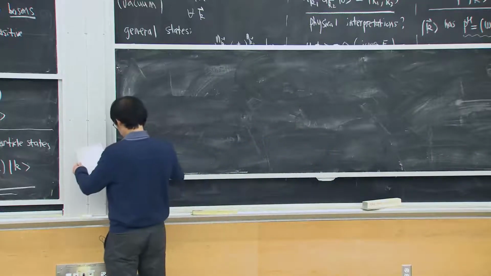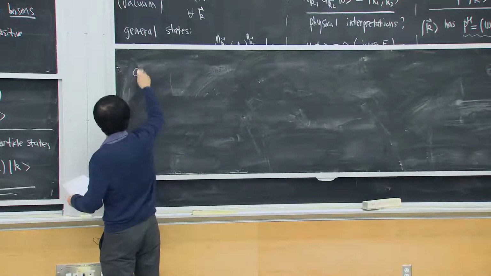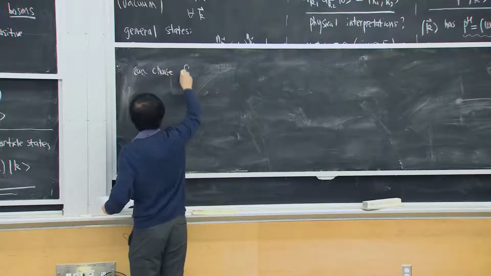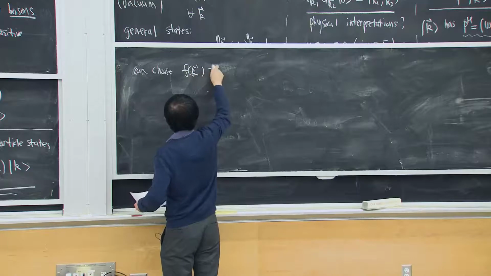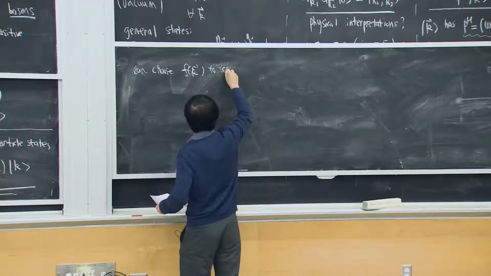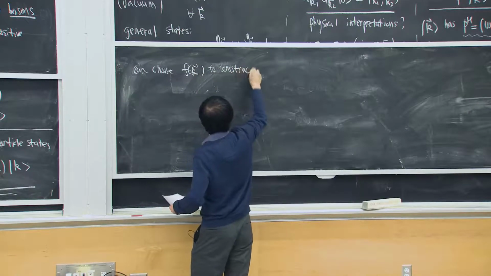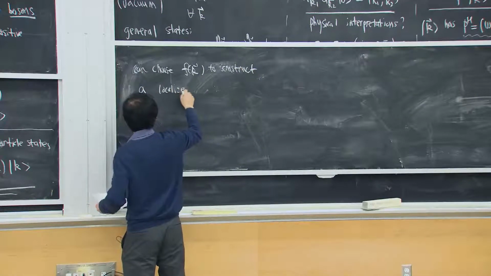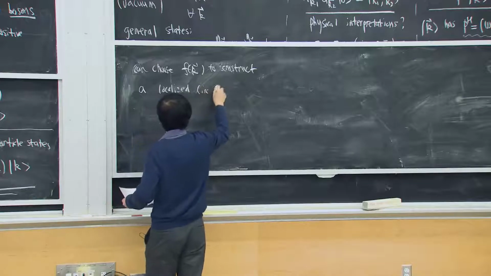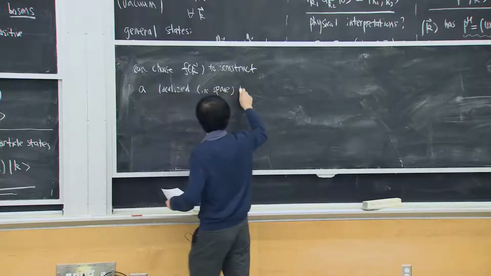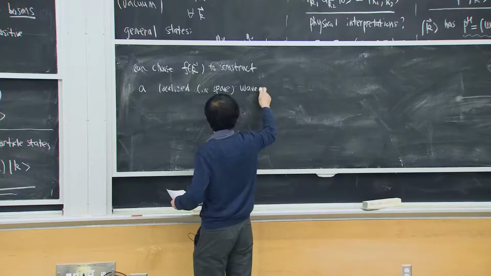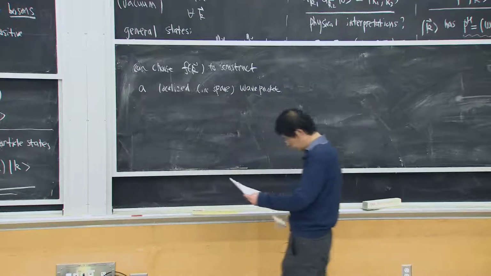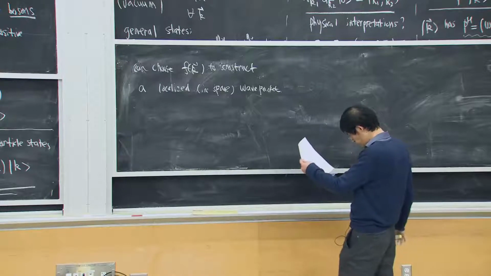So you can choose k, you can choose f(k) to construct a localized wave packet in space, okay? So again, we will have some exercise like this in your P set 3.